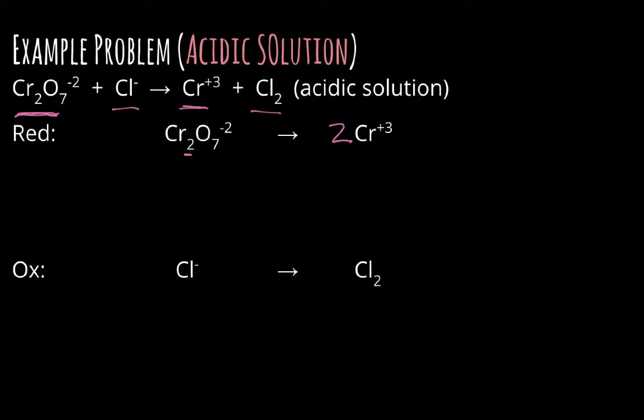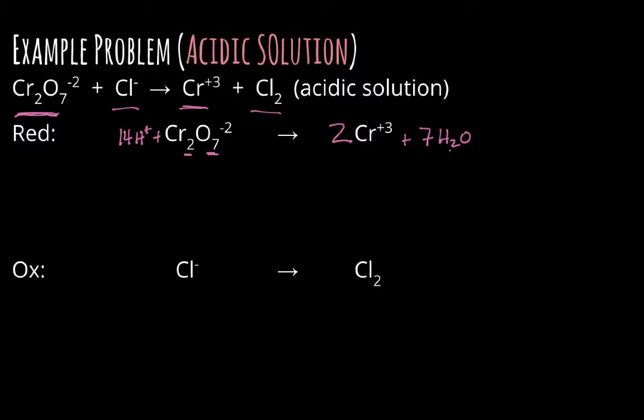Then I'm going to balance my oxygens. So I have 7 oxygens on this side. I don't have any on the other. So I'm going to add 7 waters. Now I'm going to balance H's. So I have 7 times 2 is 14 H pluses. So I'm going to add 14 H pluses to this side. So now I've balanced the H's.